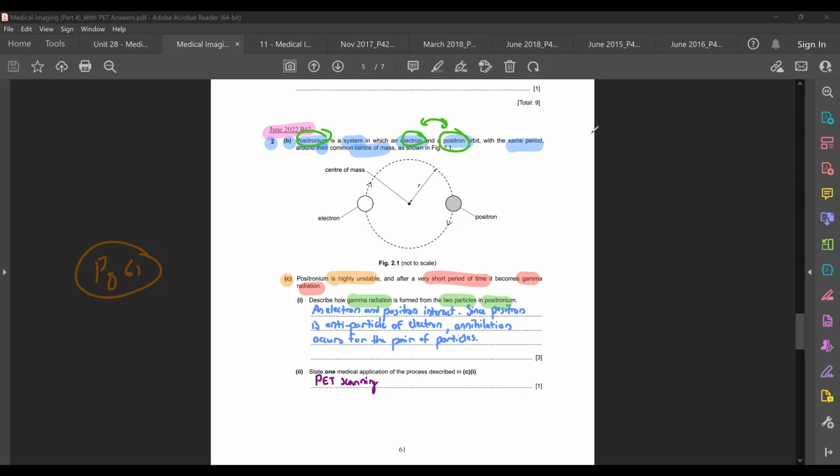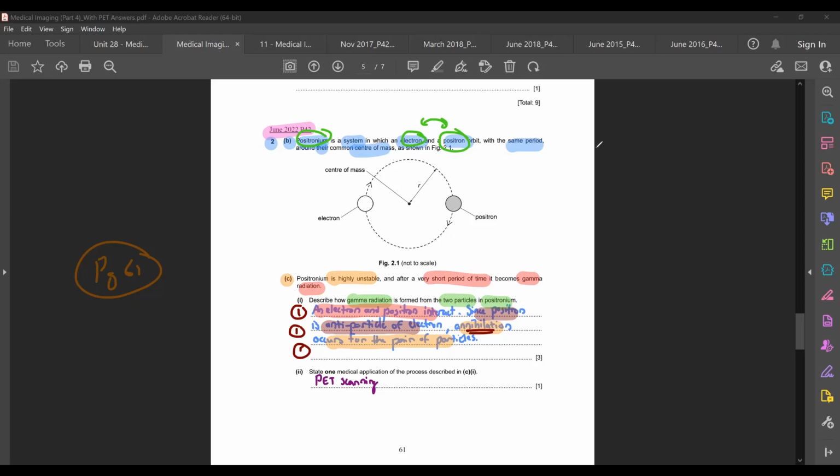So this one, you need to write a few things. You need to first say that an electron and positron interact. Since positron is the antiparticle of electron, annihilation occurs for the pair of particles. All right. So the part where you say electron and positron interact is 1 point. Positron is the antiparticle of electron is another point, and annihilation occurs for the pair of particles. This is another point. You need to specifically mention this annihilation.